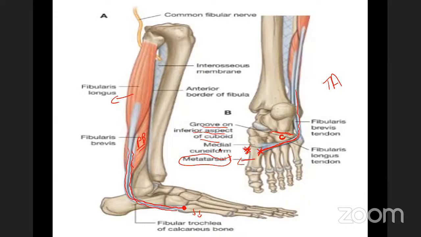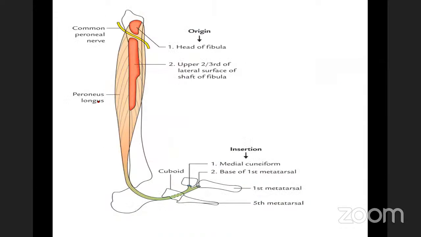Now, the function of peroneus longus is eversion. Eversion means your two soles are facing away from each other. The peroneus brevis is also an everter of the foot. The nerve supply, as you already know by now, is the superficial peroneal nerve. This shows how peroneus longus grooves the cuboid bone and attaches to the inferolateral aspect of the first metatarsal and also the cuneiform bone.